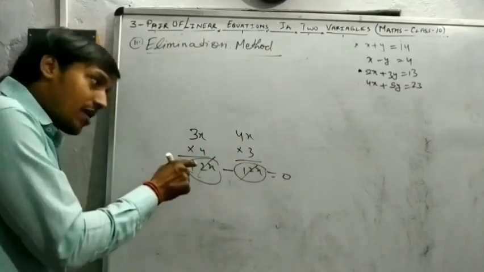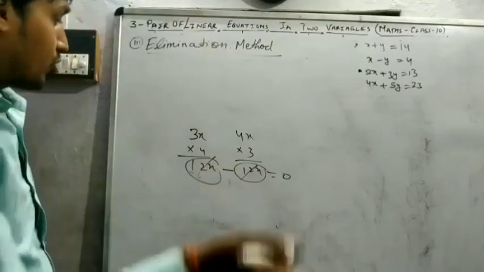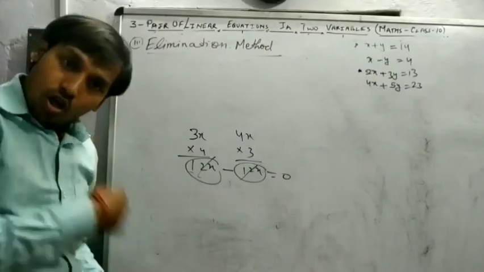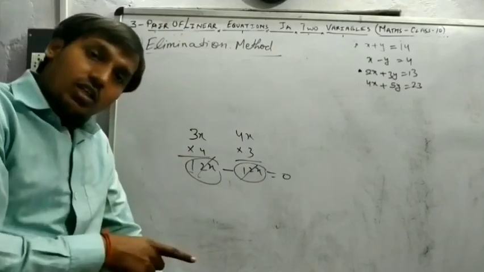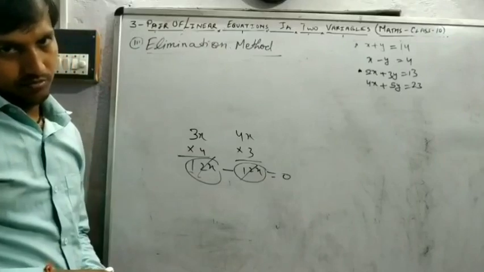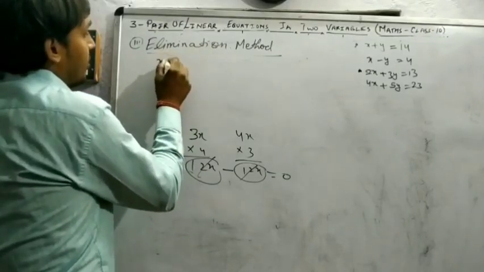So the same process is used to solve in this method. You have to equalize the coefficients by multiplying anything in the whole equation to make the coefficient of the variables equal. Let's see. We take again two examples.